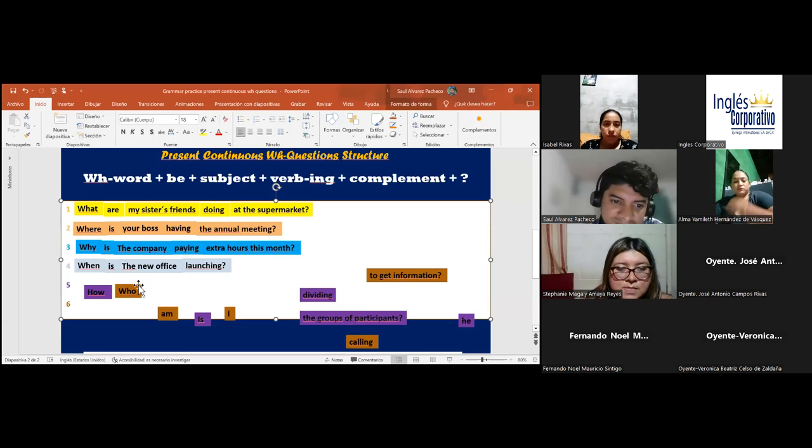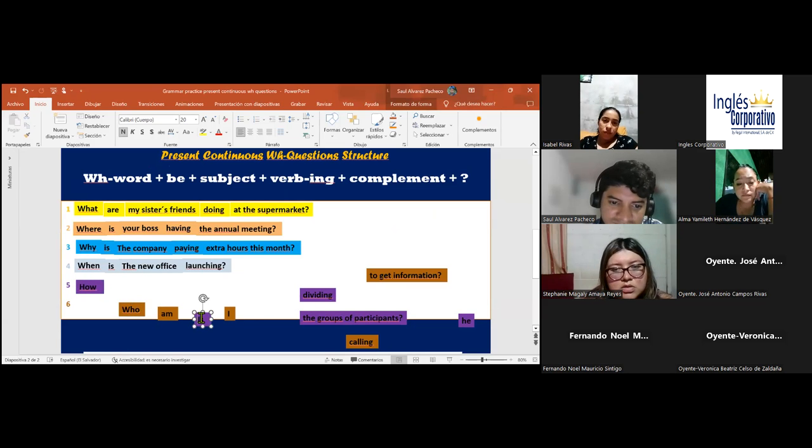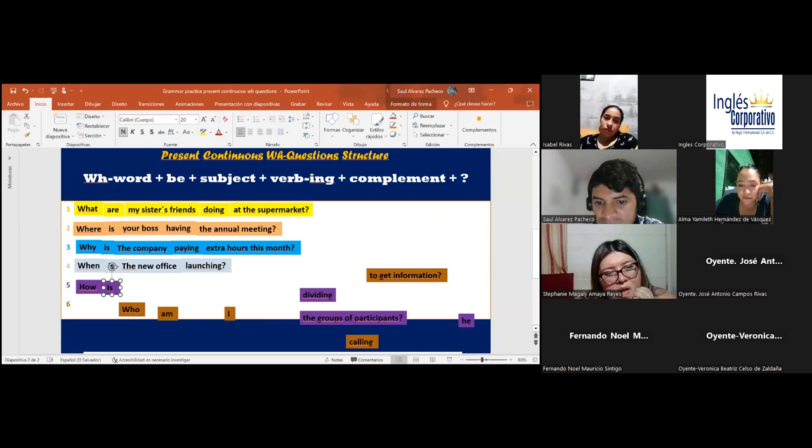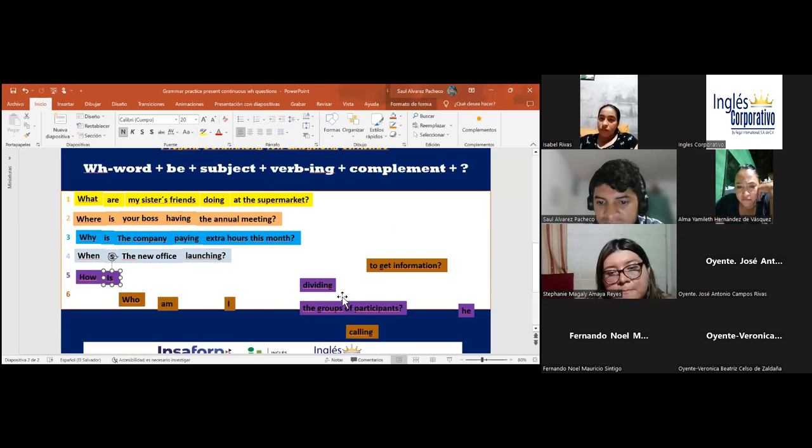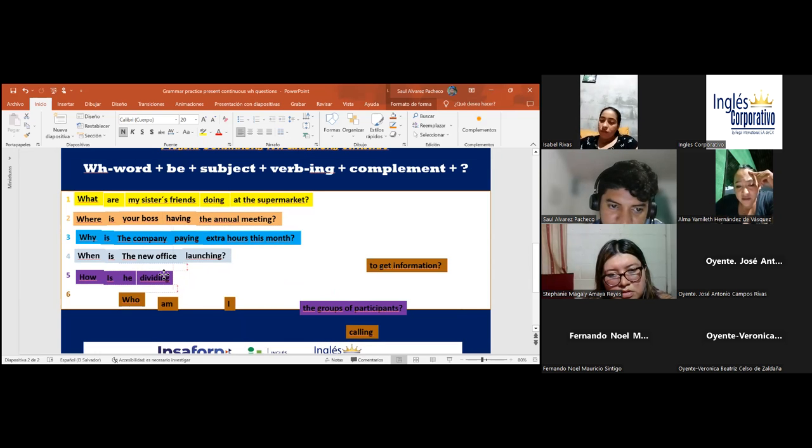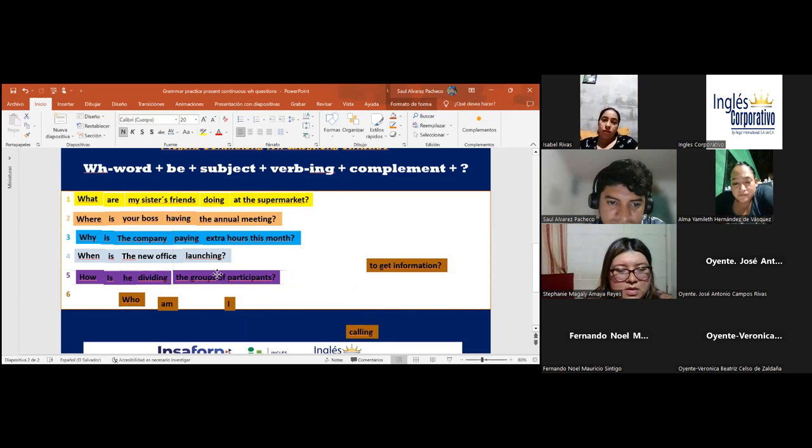Alma. ¿Qué color es el morado? Aquí no veo. How? Purple. Is purple. Okay, teacher, thanks. Is Alma in the next? He. In the next, Alma? Dividing. Correctly, teacher, pronunciation, divide. So the participants. Correct, dividing. Okay, teacher, thanks. How is he dividing the group of participants?